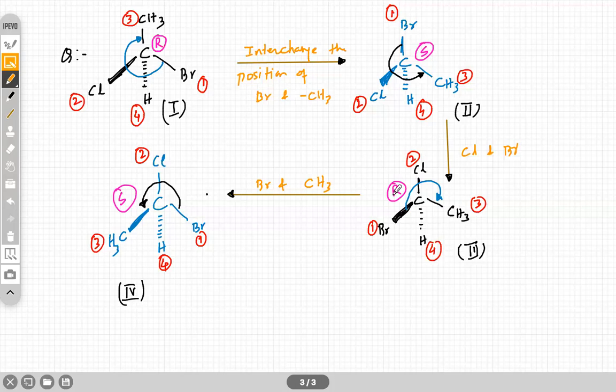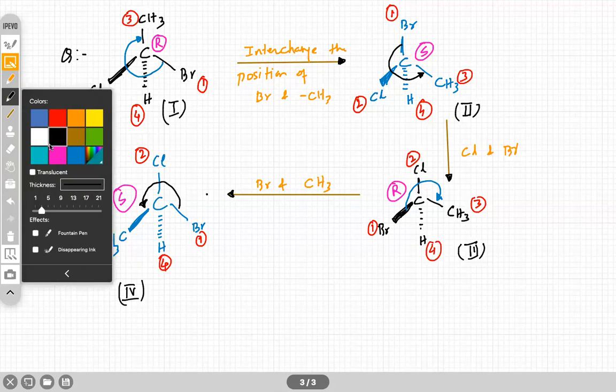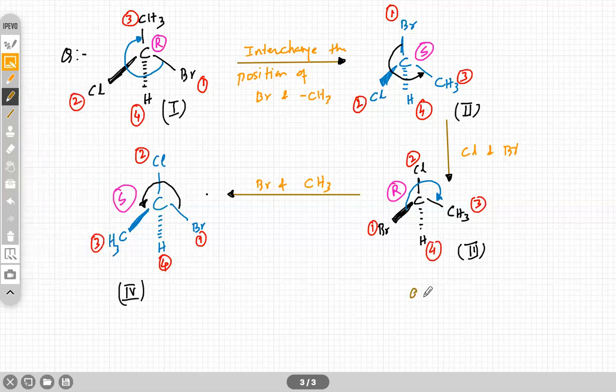Correct? Okay. Now another thing, sometimes what happens, you will get these 4 molecules in the question, and they'll ask you what is the configuration of these molecules respectively, and they'll give you options like this. They'll give you options like R, S, S, R respectively, R, R, S, S respectively, and so on. They'll give you 2 more options like this.